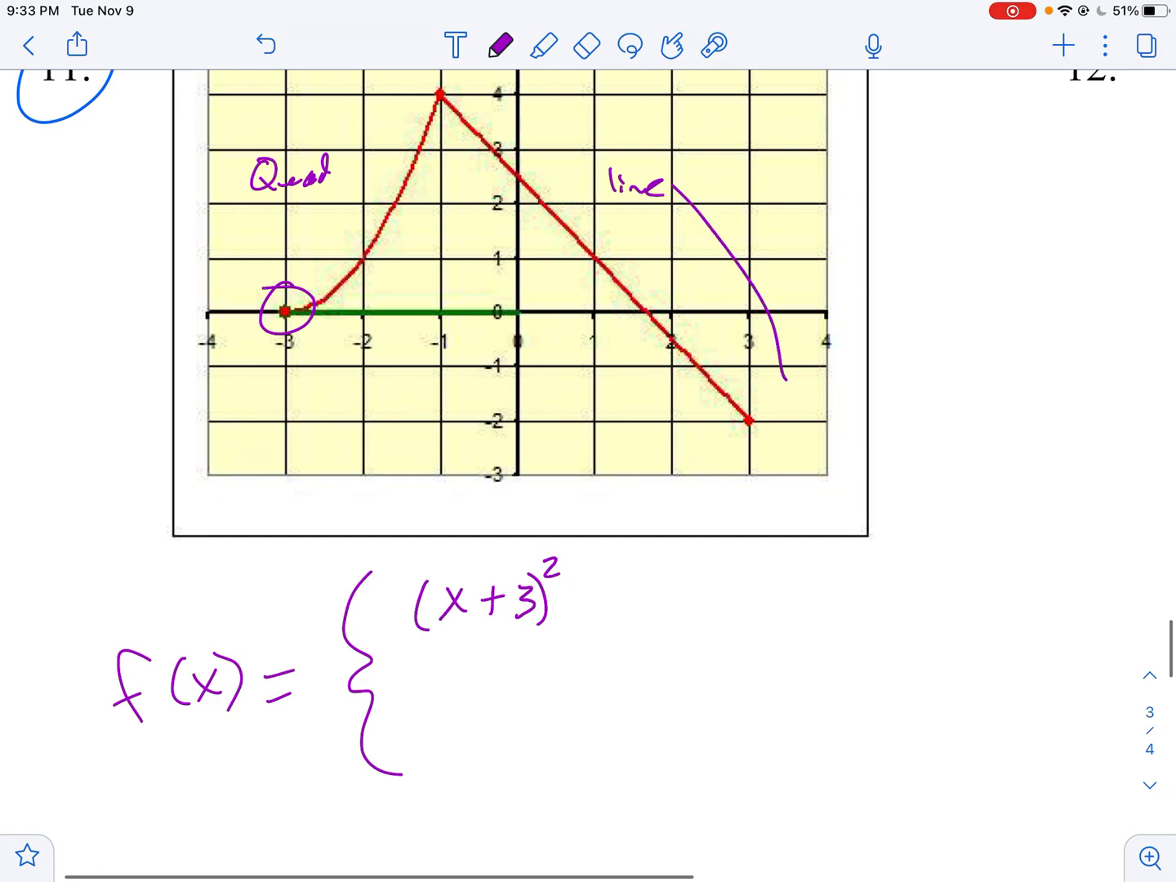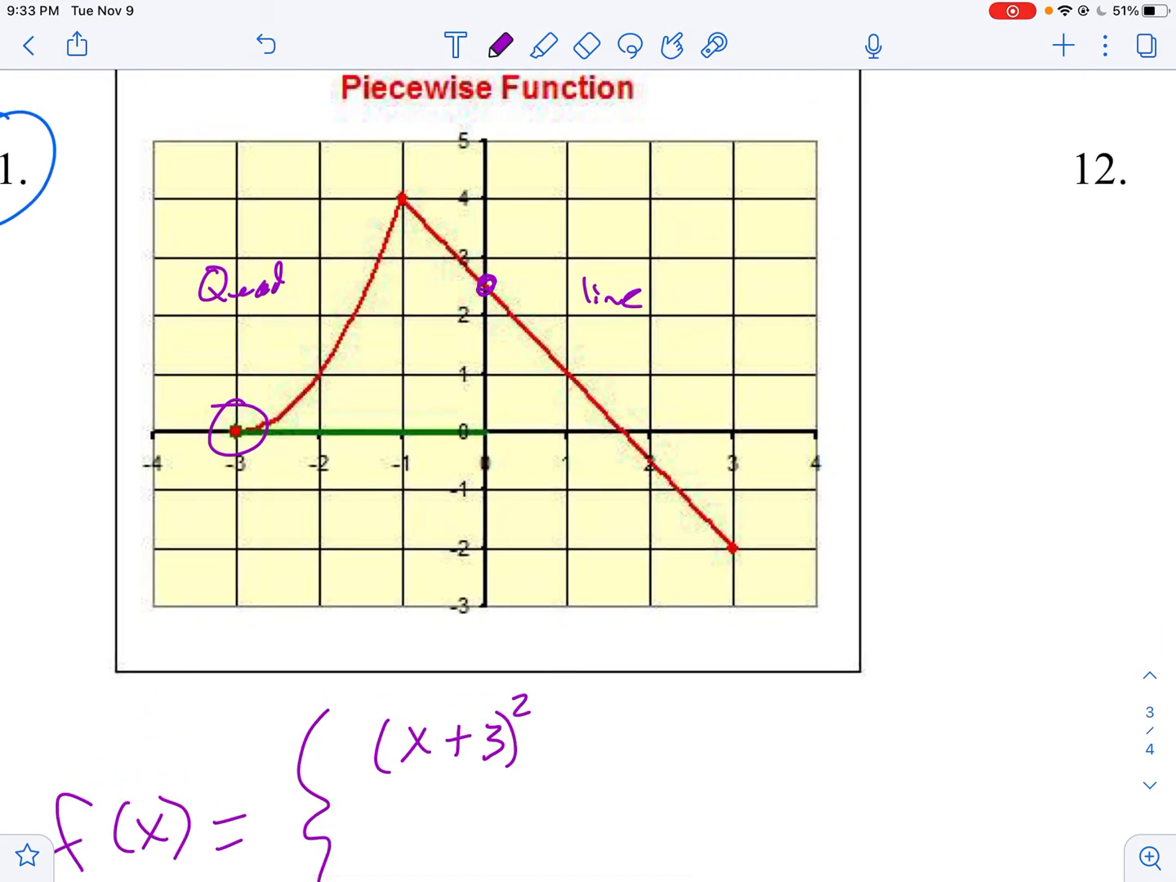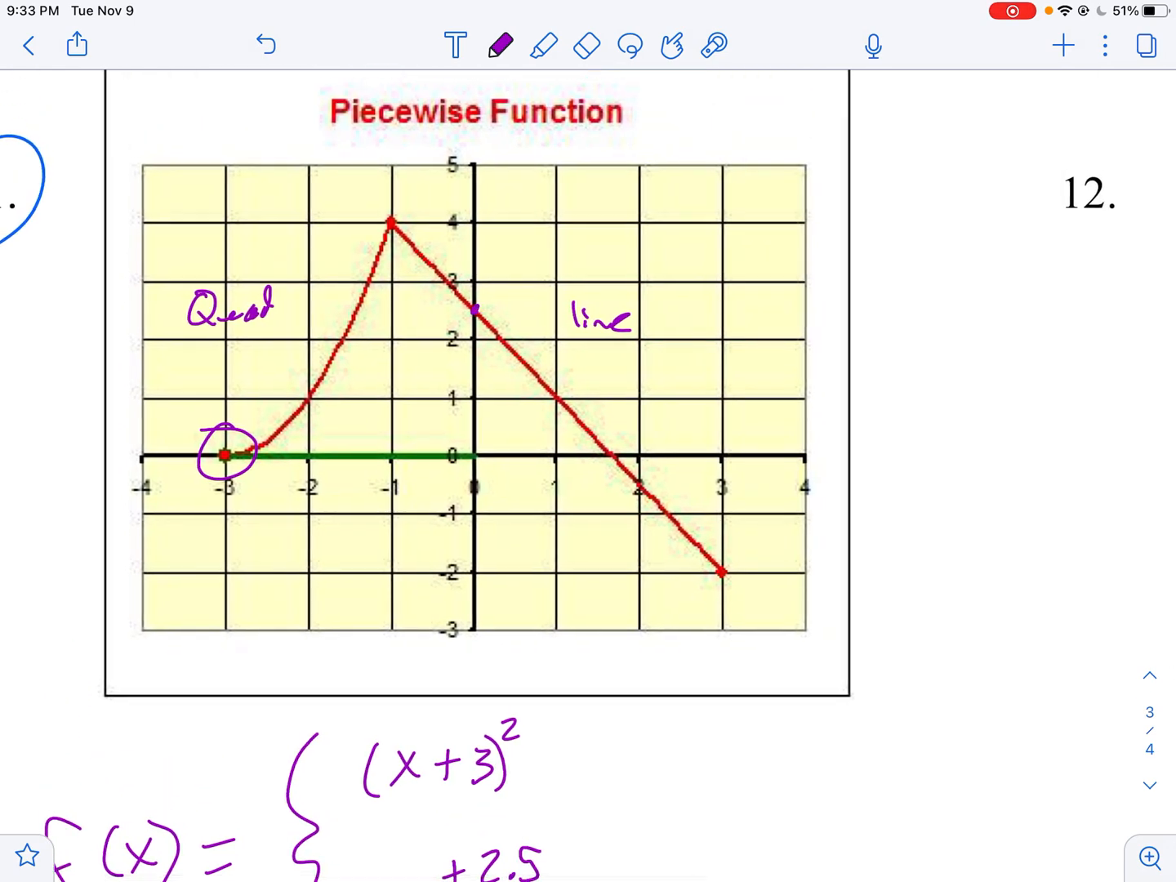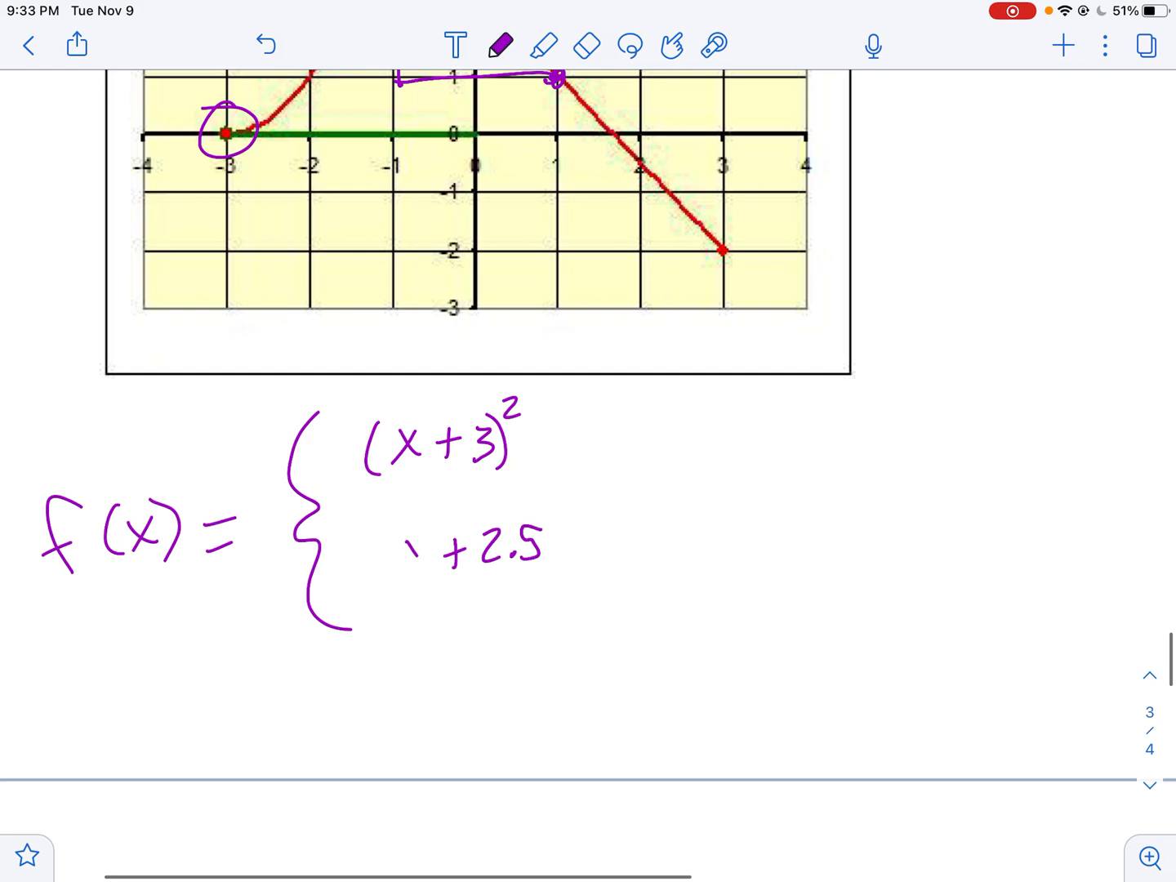And then my next one is this line. Well, you got to figure out your y-intercept here, which looks like 2.5. So I'm going to have that plus 2.5, or you can have it as 5 halves. And then you have to figure out your slope. Well, to figure out slope, I'm going to use definite points I can find, which are these two. It looks like it goes down 3 and right 2. So I'm going to write out x. Down 3, right 2. So there's my slope.